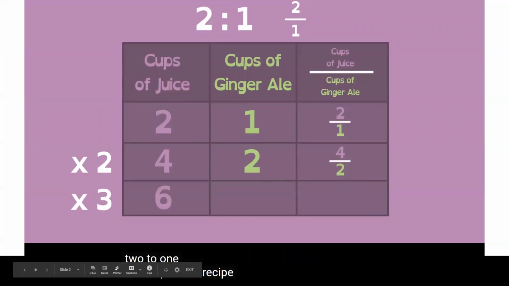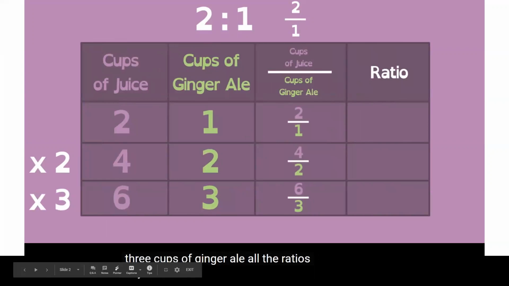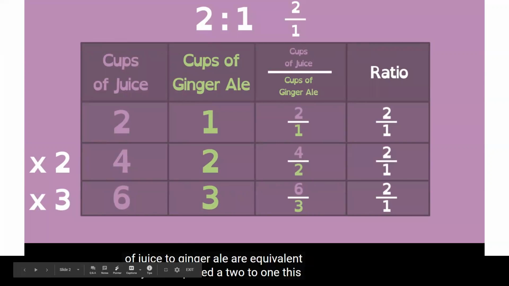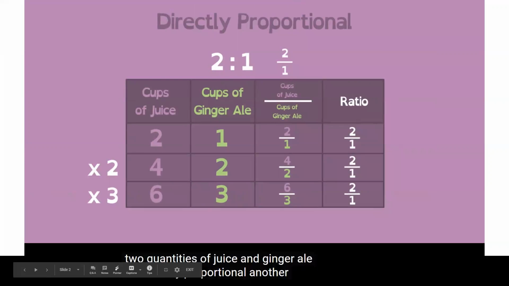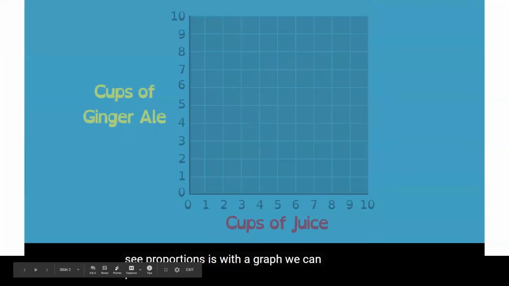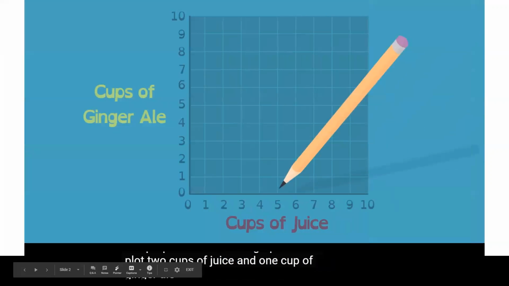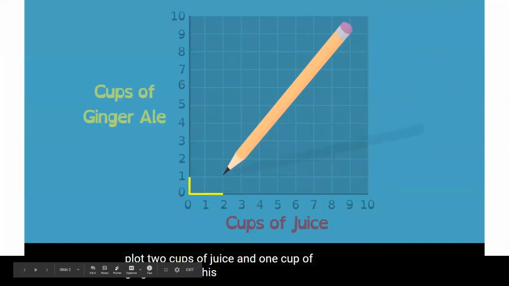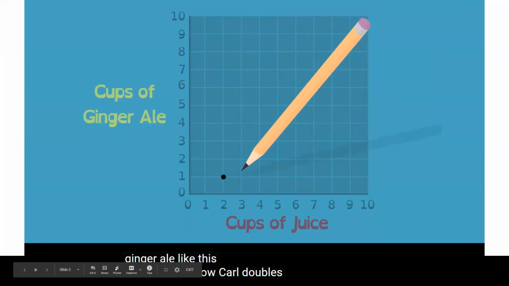If he triples his recipe, he'll need 3 cups of ginger ale. All the ratios of juice to ginger ale are equivalent. They all simplify to 2 to 1. This means that the relationship between the two quantities of juice and ginger ale are directly proportional. Another way to see proportions is with a graph. We can plot 2 cups of juice and 1 cup of ginger ale like this. We can show how Carl doubles and triples the original recipe like this.